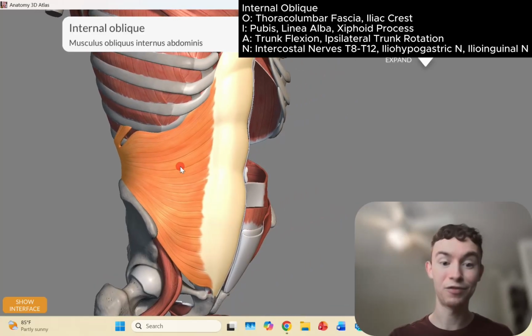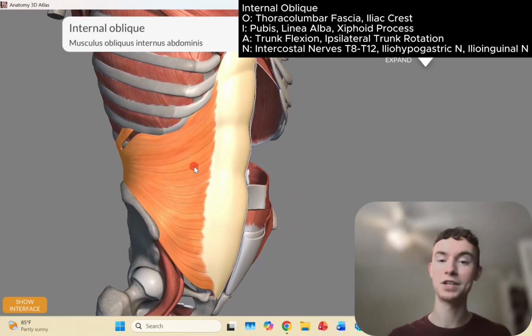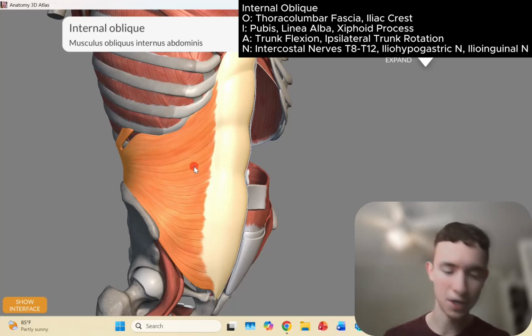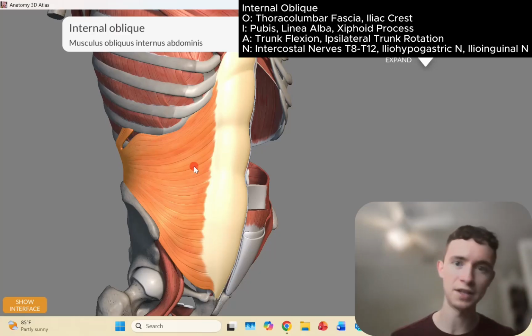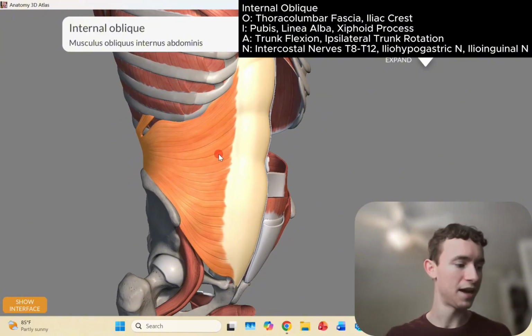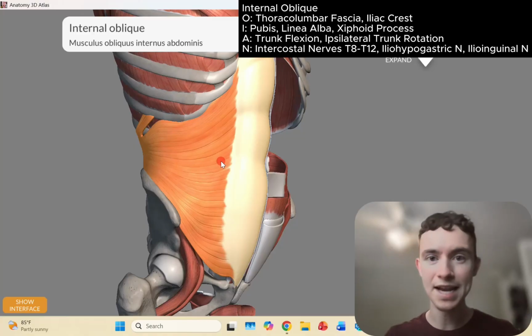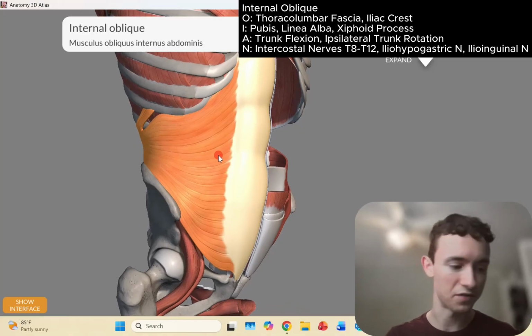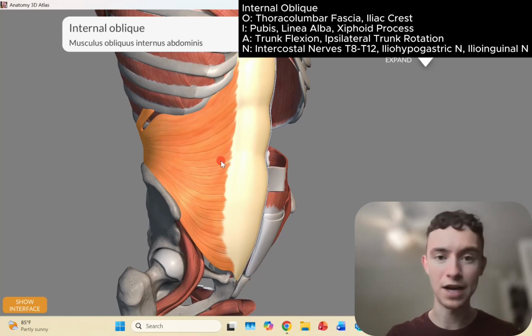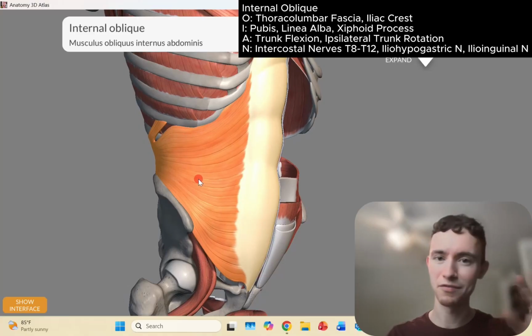Action: this one flexes the trunk as well, and it also produces ipsilateral, or same side, trunk rotation. So for instance, if the left internal oblique muscle contracted, then you would turn your trunk to the left. It would go towards the way that it's contracting, which is the opposite of the external oblique. Innervation: this one is innervated again by the intercostal nerves, specifically the T8 to T12 intercostal nerves, as well as the iliohypogastric and ilioinguinal nerves, which again we learned in our lumbar plexus, which come from L1.